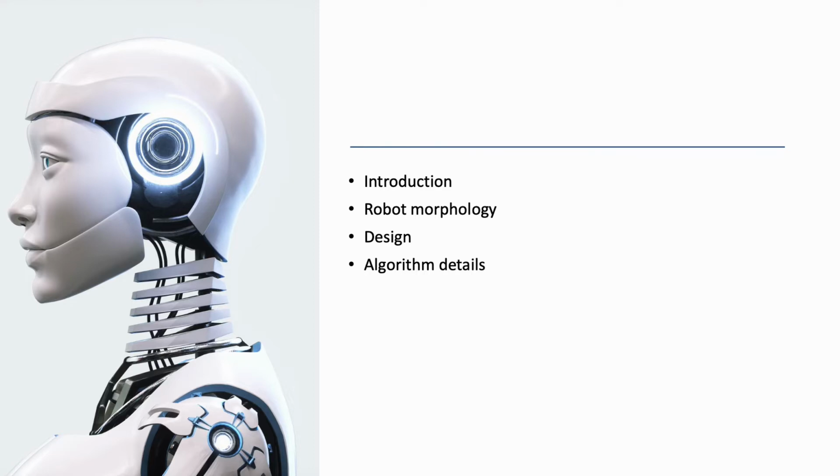So the robot morphology includes limbs, joints, and links. It's a chain of links, and then the joints that connect those links. A quadruped robot might have four limbs with three links each, a thigh, shin, and foot, for example.